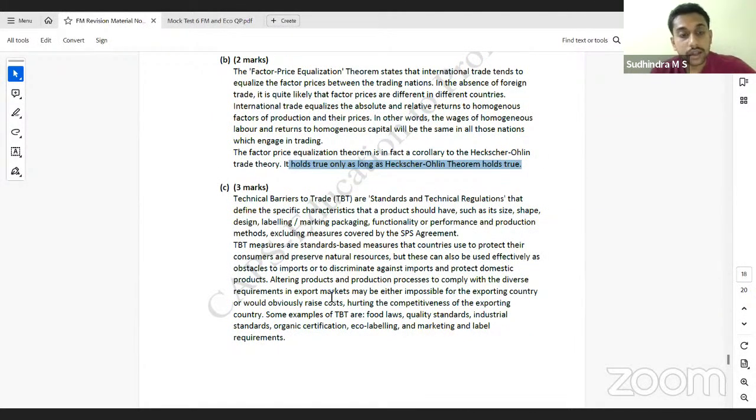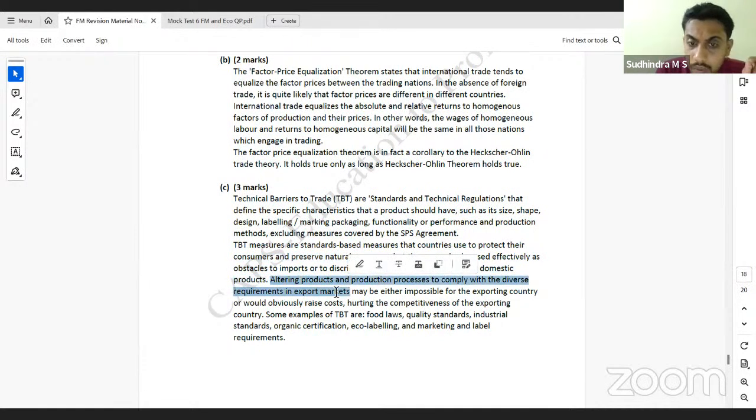Then question number 10C talks about technical trade barriers, standards and technical regulations which define the specific characteristics that the product should have. So this point gives you 1 mark. Why are they using this? To protect their consumers and preserve natural resources, 1 mark. Then altering the products and production process to comply with the diverse requirements, half mark, with examples of TBT. Any 2 examples gives you half mark.